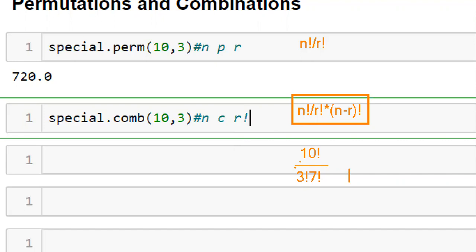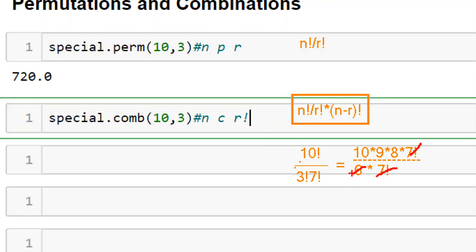If you calculate this, you can write 10 factorial as 10 into 9 into 8 into 7 factorial. Now I have written like this. The next thing I'm going to write here is, consider it as the denominator: 3 factorial value is 6, multiplied by 7 factorial. Now just cancel this 7 factorial and this 7 factorial.